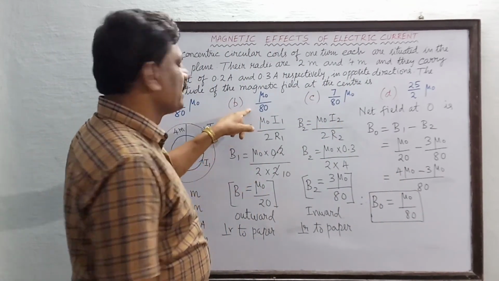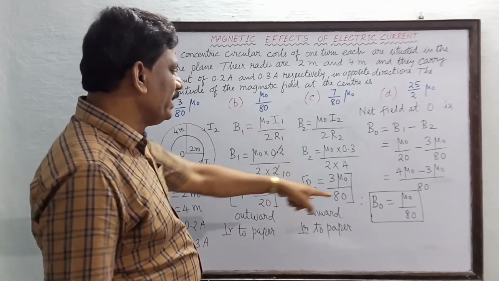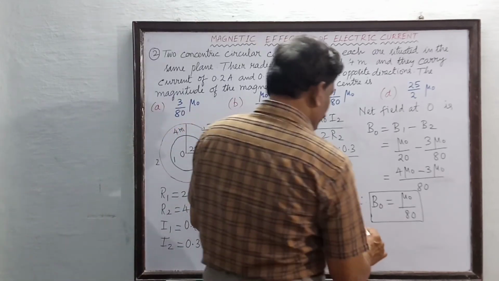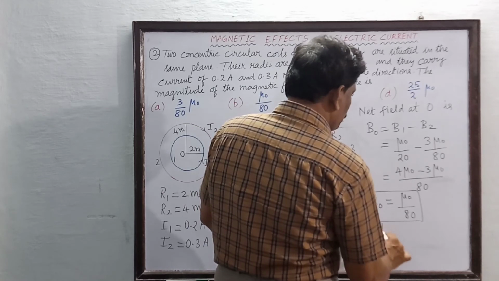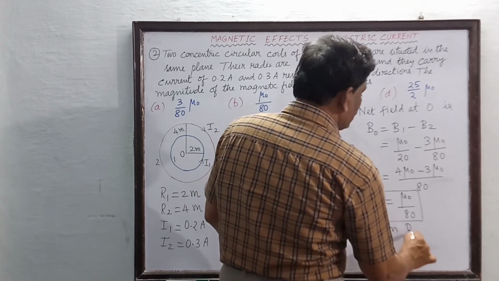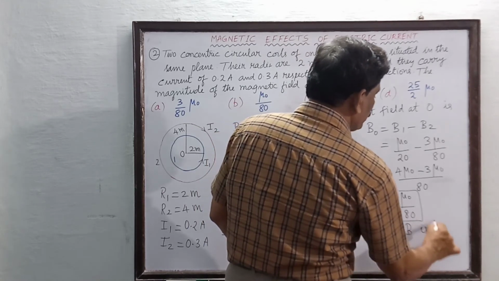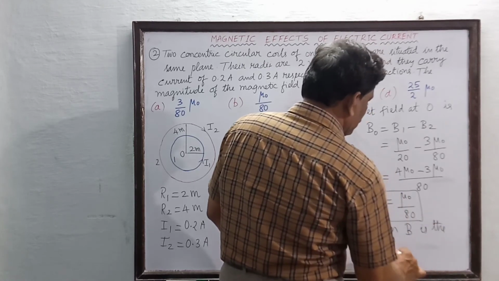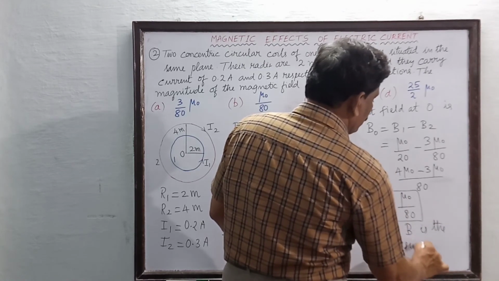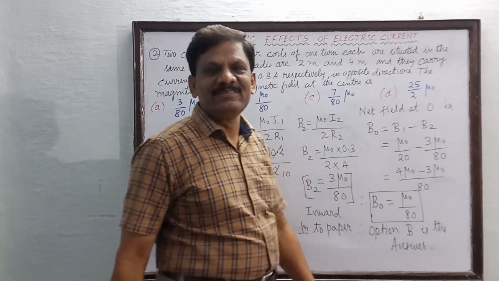So which option is correct here? Option B is mu naught by 80. Therefore option B is the correct answer. Have you understood? Okay, fine.